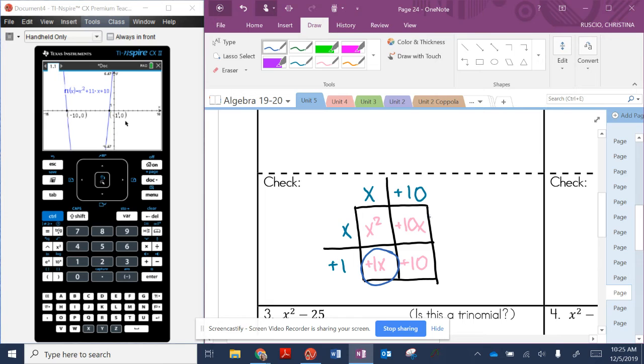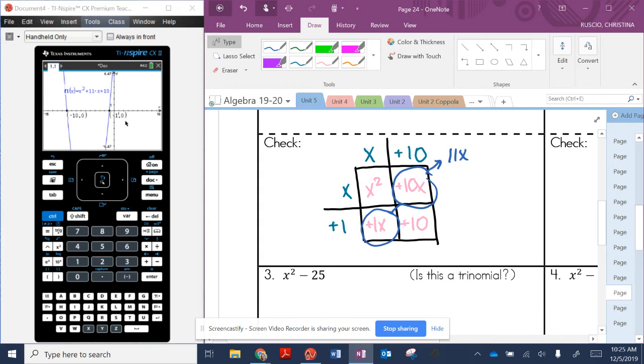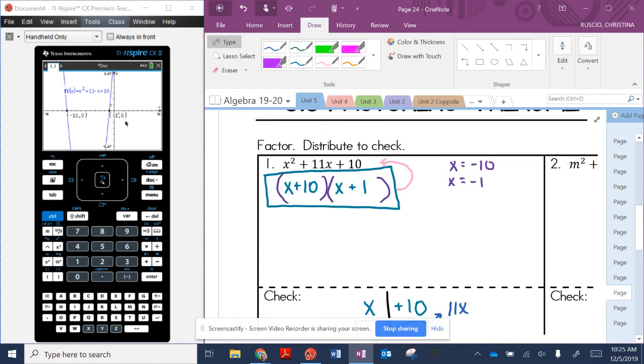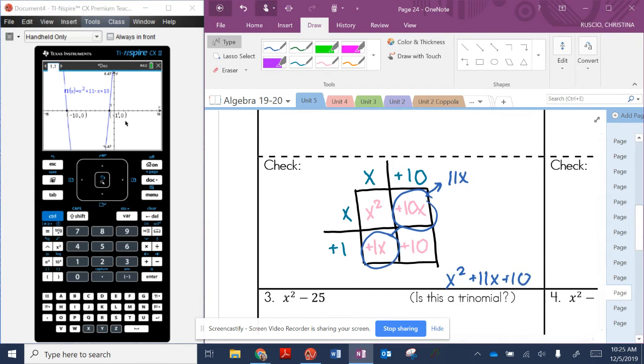We also know that we have two like terms. They're friends. We group them together to be a positive 11x. So in the end, we ended up with x squared plus 11x plus 10. Is that what we wanted? Is that what we started with? Yes, it is. We are good. We are happy. I'll draw a little smiley face because it checks out.